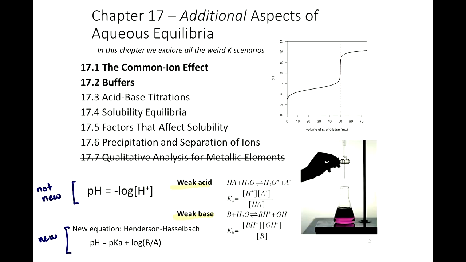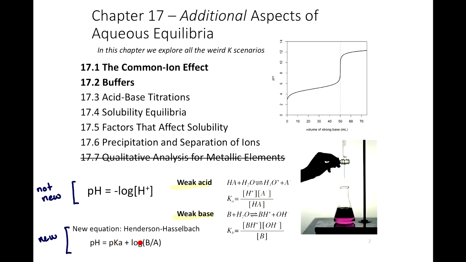Again, 99% of the time, we're at 25 degrees Celsius, unless I tell you otherwise and give you a different kW value. So for the most part, we're at 25 degrees Celsius, so kW is 1 times 10 to the negative 14. Okay, that's not new.